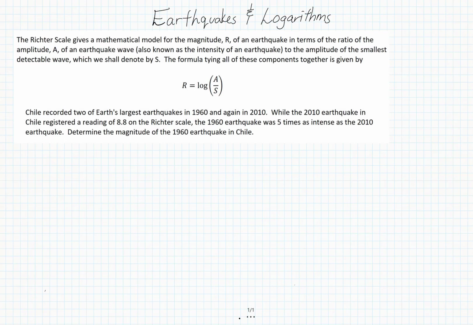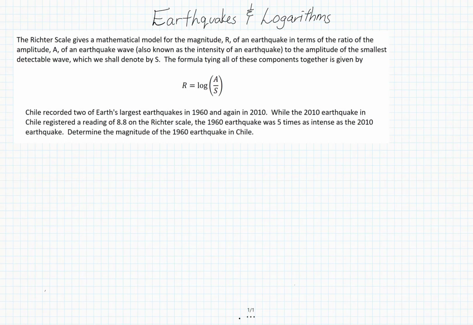The beauty in this is that so far we've had earthquakes between 0 and 10 on the Richter scale, whereas the intensity can range from the smallest detectable wave, a movement of 10 to the negative 4 centimeters or 1 micron, to something as large as 800 million times as intense as that measurement. So you really have this wide range of values, and the Richter scale brings that down by using logarithms. So we can get some good measurements going on here.